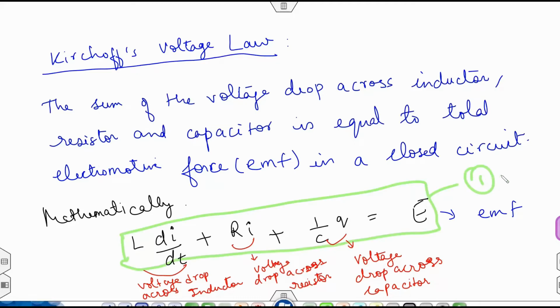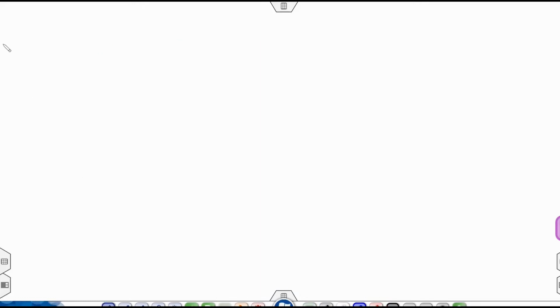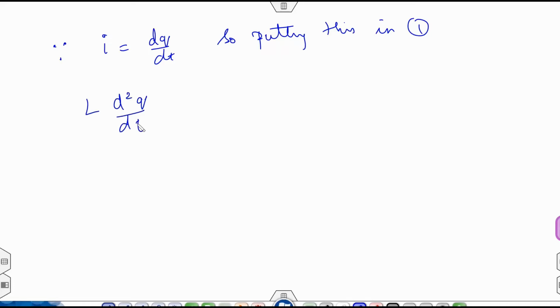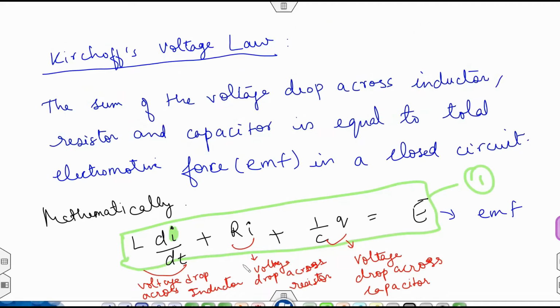So you can see how the differential equation is involved in finding the current and the charges. Here if you put I, as you know, the current is equal to the rate of change of the charge. So since I is dq by dt, putting this in equation 1, what are we getting? We are getting this differential equation which will be of second order. So I'll say this is equation number 2. This one is equation number 1, this one is equation number 2.